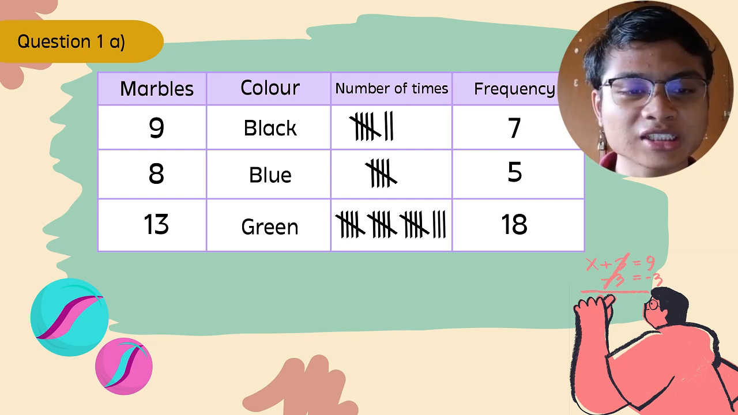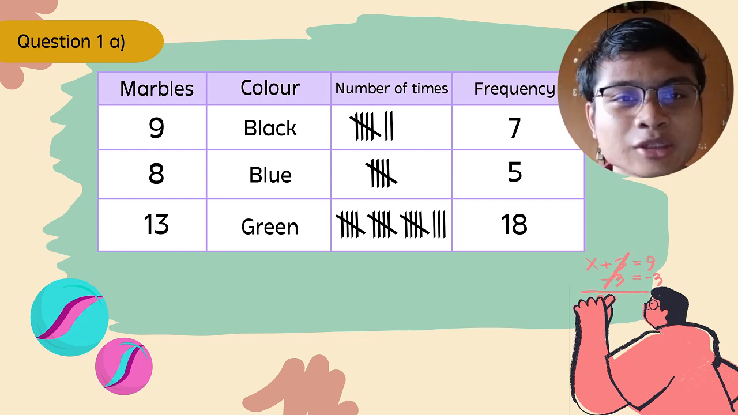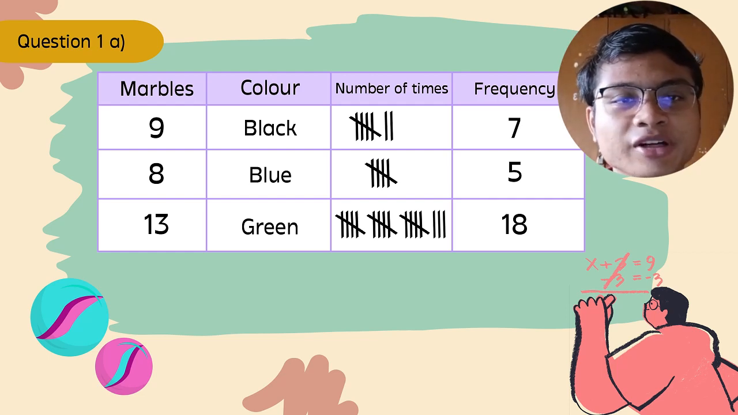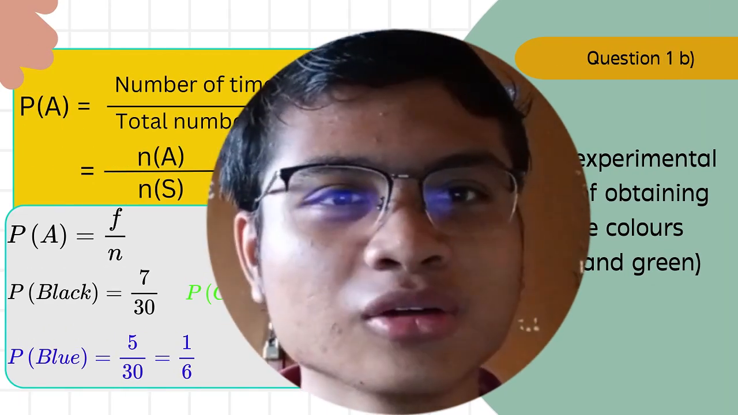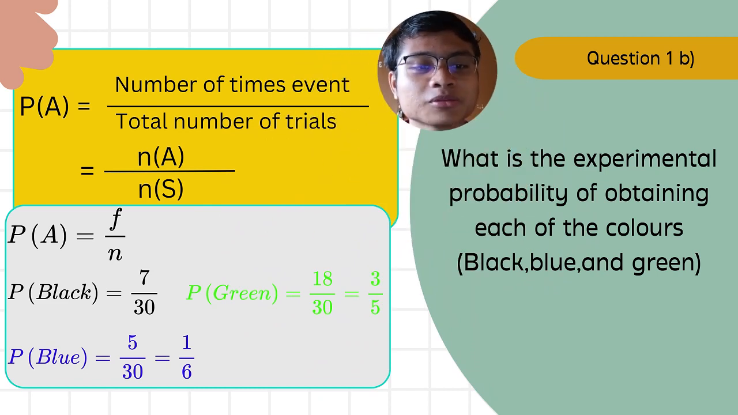So we conducted an experiment, and we got the frequency and number of times for each colored marble. During the 30 trials that we did in this experiment, we managed to get black marbles 7 times, blue marbles 5 times, and finally green marbles 18 times. Okay, now let's move on to the first question for this whole experiment. What is the experimental probability of obtaining each of the colors, black, blue and green?